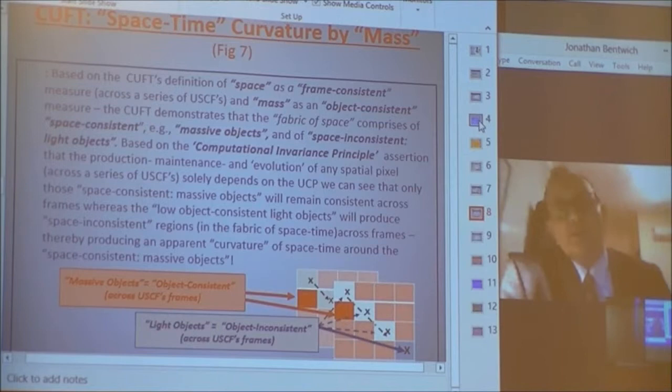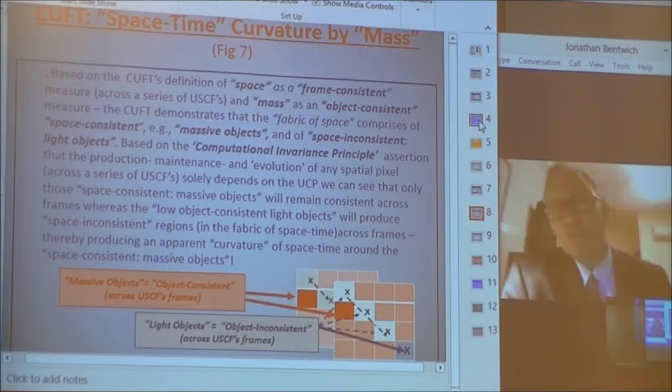Based on the computational field theory definition of space as a frame consistent measure and mass as an object consistent measure, we can actually look in a very different way at the fabric of space according to this theory. And essentially, because all the frames are produced, remember the computational invariance principle essentially says that only the singular universal computational principle produces the frames and produces all the pixels in the frames. So what we obtain is, if we look at two extremes, one is a massive object, or massive objects, which are defined as objects consistent across a series of frames.